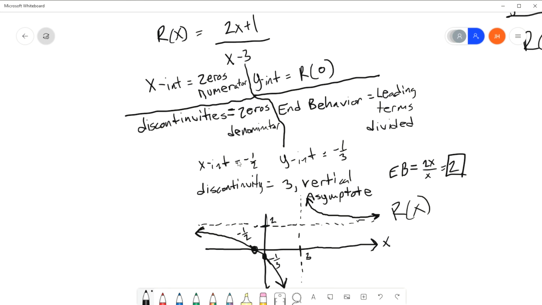Cool. So now that you guys know about discontinuities such as holes and asymptotes, and you know about end behavior, we actually will begin to start attempting to sketch these graphs of rational functions a bit.